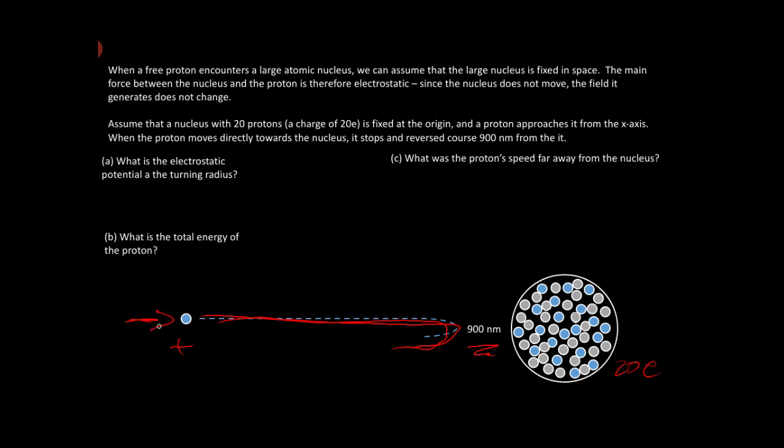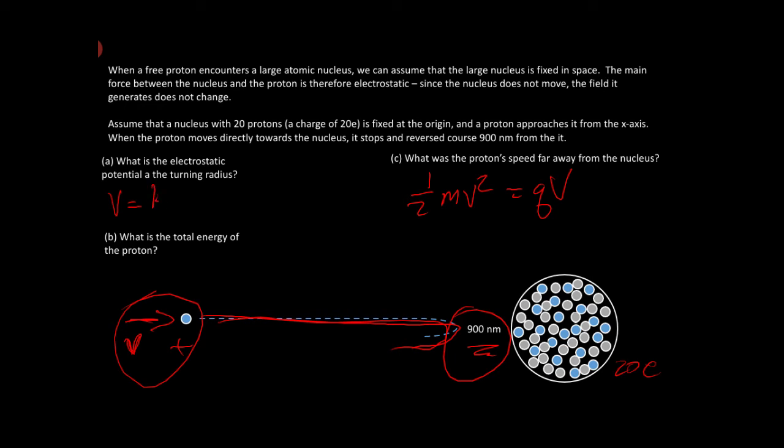So when it's very far away, it has some speed v, and that's what we really want to find. But we're going to use the electric potential and the electric potential energy to help us find that with conservation of energy. So eventually we'll get here to 1/2 mv squared. This thing has to be equal to the potential energy there, which is QV. And V, you'll remember, is equal to KE times Q over R.